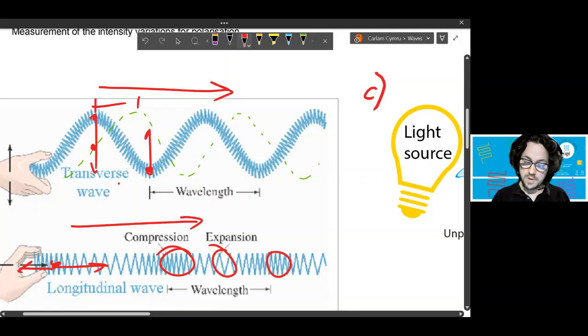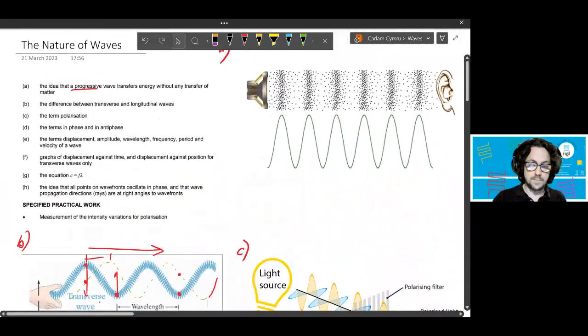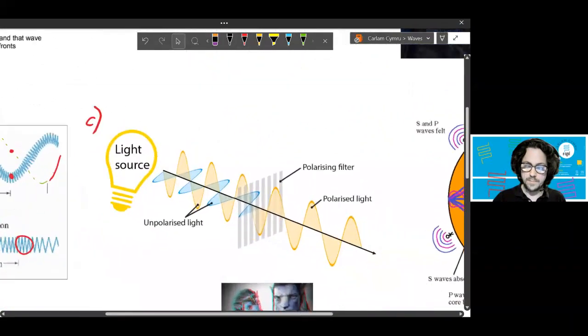the trough, well, let's go here maybe just to make it a bit clearer, okay? If I look at this element here, if I follow the green dotted line now, that will have moved up to here, okay? And in the progressive wave, all these particles are going to oscillate with the maximum amplitude. They're all going to go from peak to trough and peak to trough and back and forth as the wave propagates along. All right, so that's the difference between transverse and longitudinal waves. Now we're going to look at the term polarization.